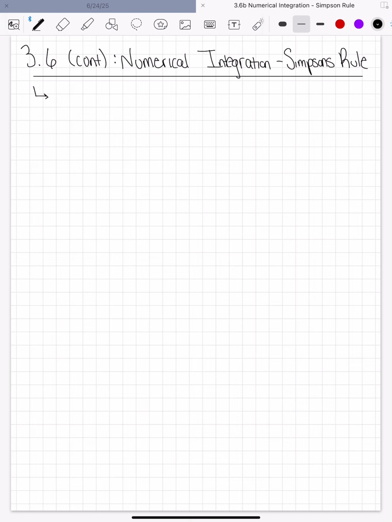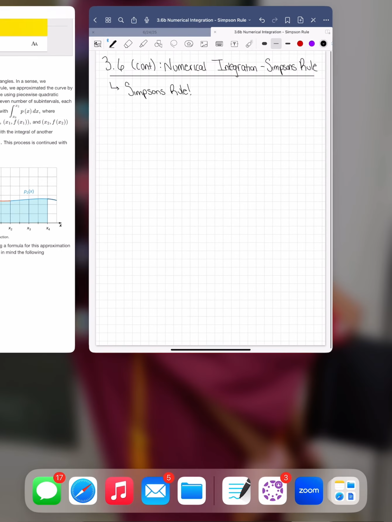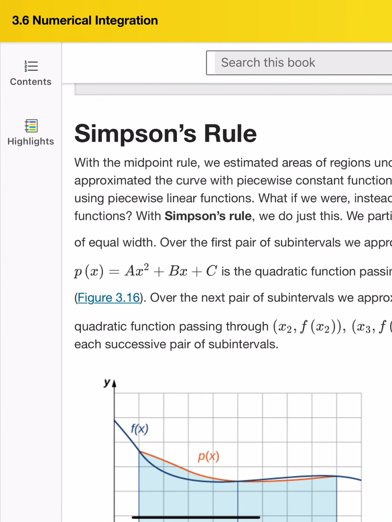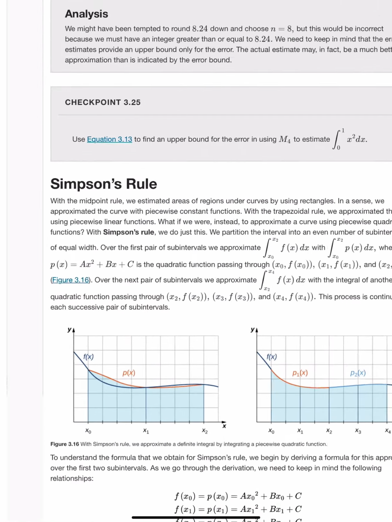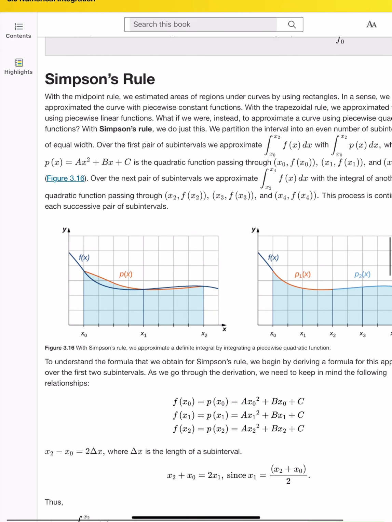In this video I'll be going over, continuing section 3.6, a focus on Simpson's Rule. So before we get into the whole formulation of Simpson's Rule and the example, I just briefly wanted to talk about what it's really doing.